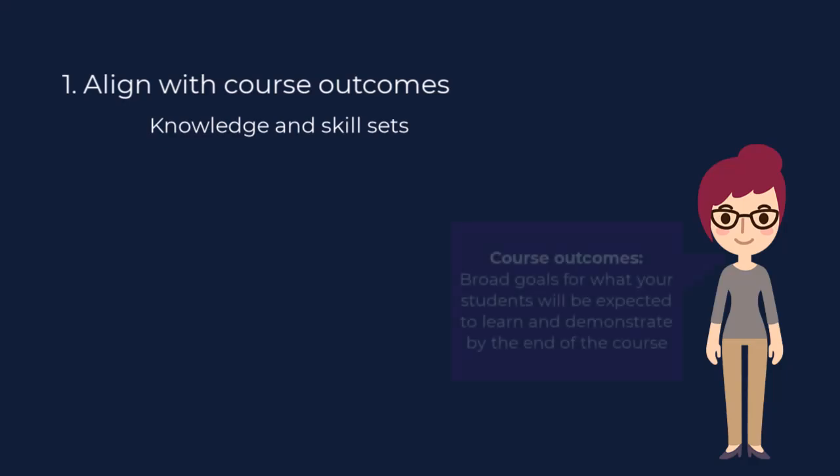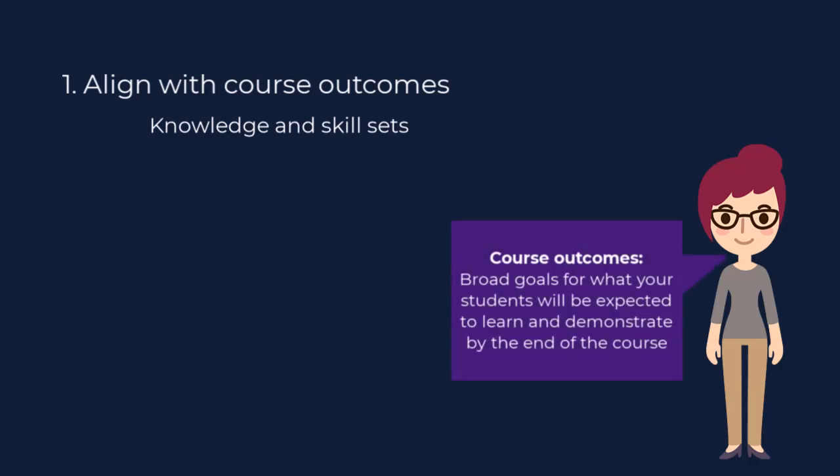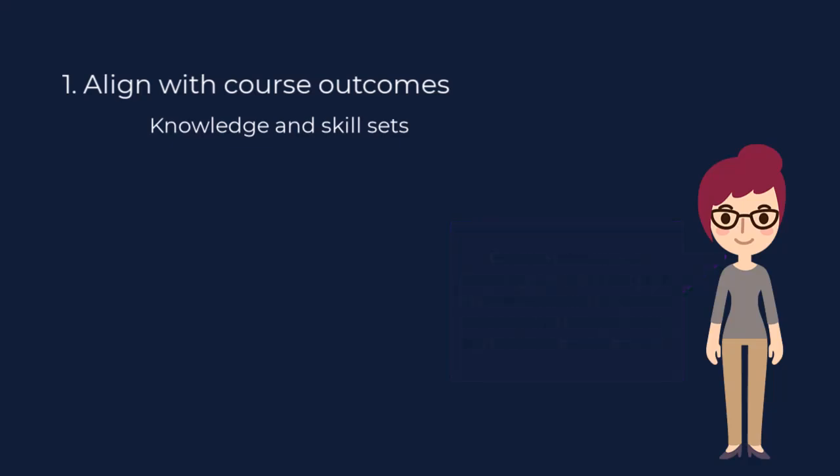Course outcomes are broad goals for what your students will be expected to learn and demonstrate by the end of a course. As you break down your course outcomes into smaller units of learning or modules, learning objectives become the more specific goals which help students accomplish the course outcomes.